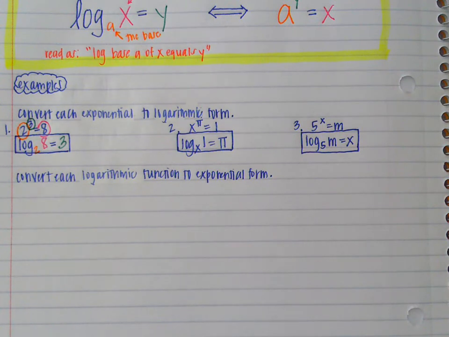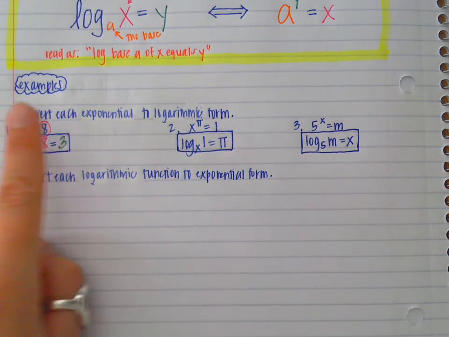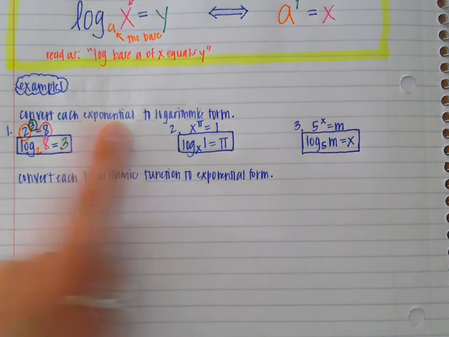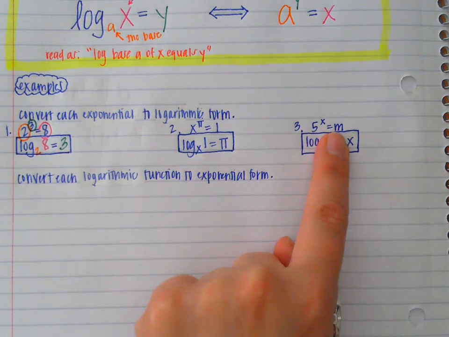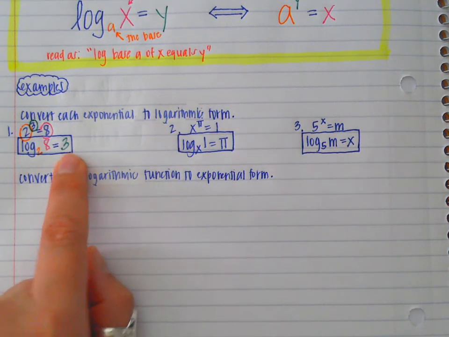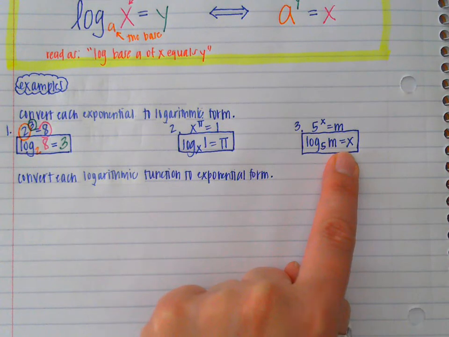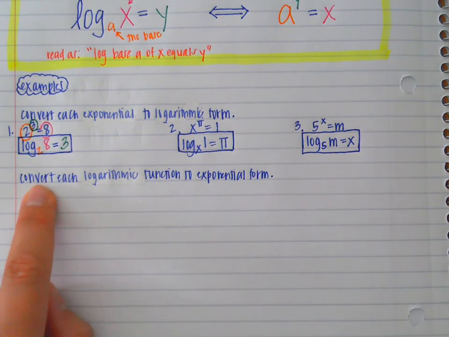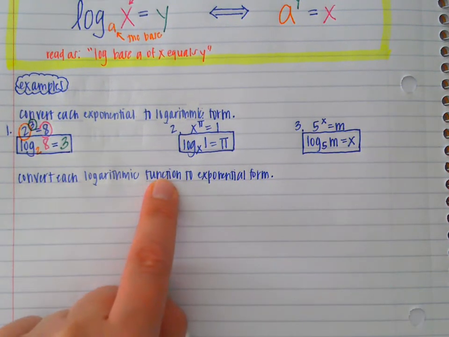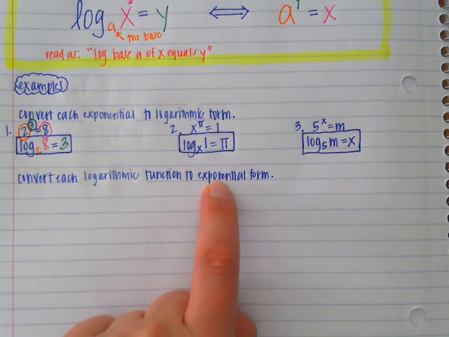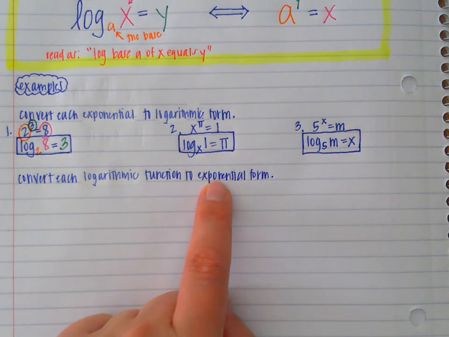So you probably do know I paused it because now all of a sudden the directions are fixed. This was supposed to be convert each exponential to logarithmic because we started with exponentials, and this is supposed to be convert each logarithmic function to exponential form, which is what we're going to be doing a lot of.